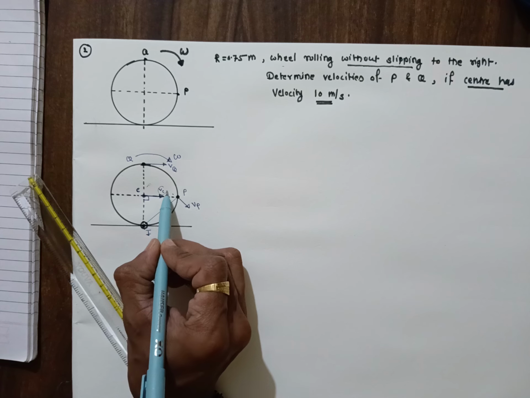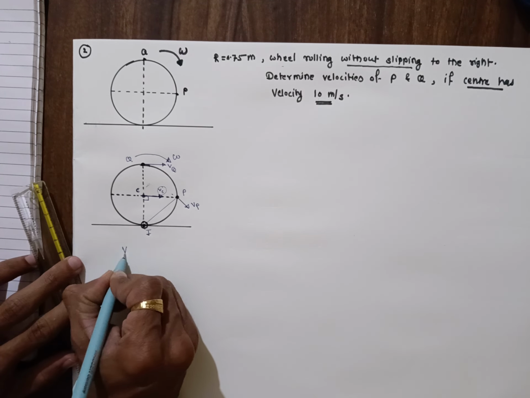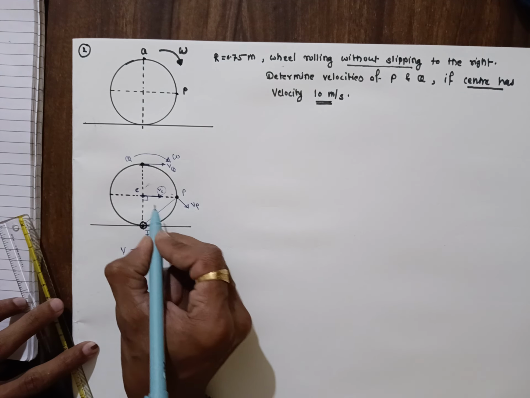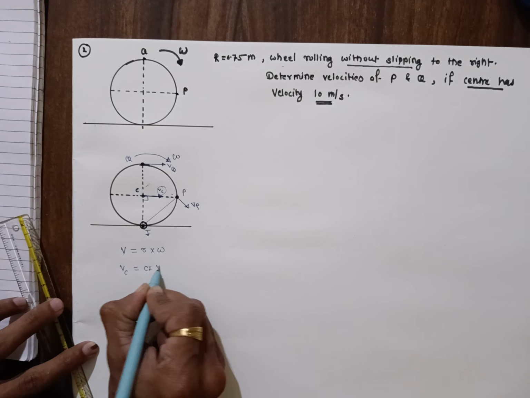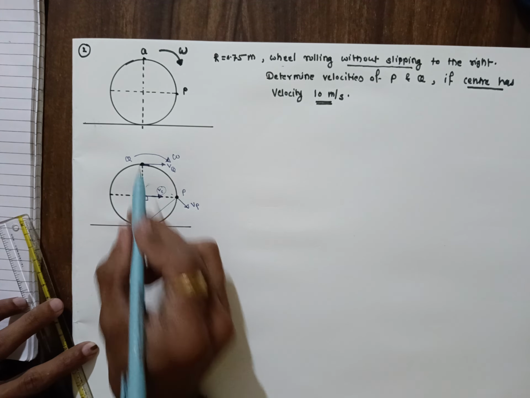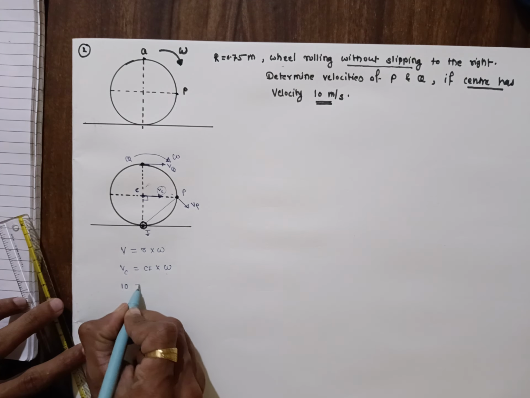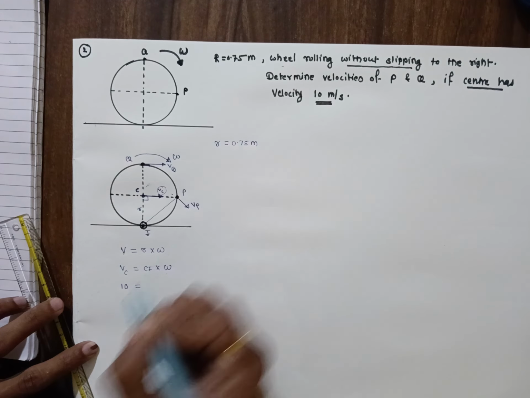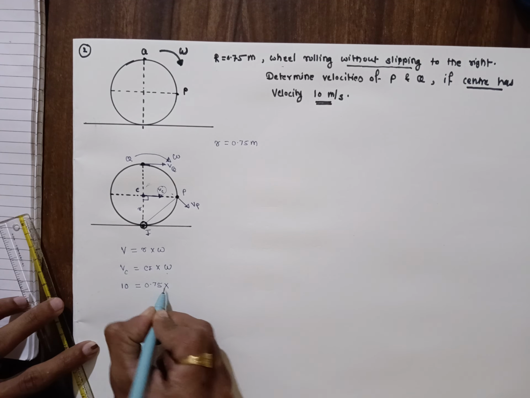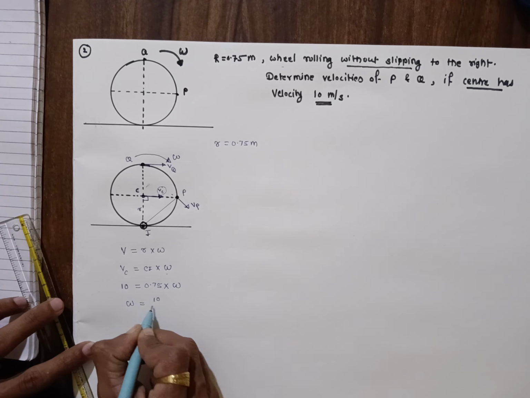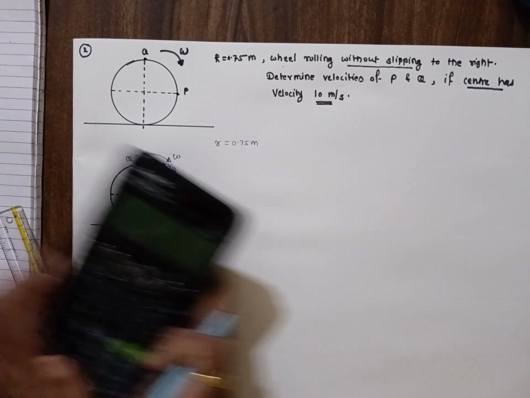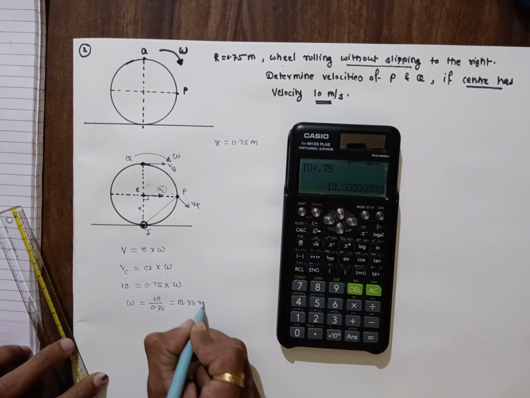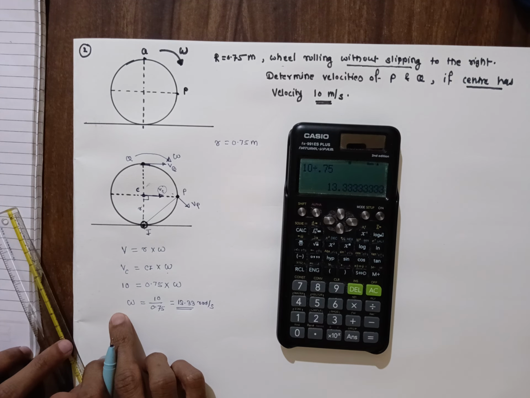Now what is given? VC is given. So first write the equation for VC. V is equal to R into omega. This is the basic formula. So VC is equal to, for the point C, the radius, which is the distance CI, into omega of the wheel. For all the points omega will remain the same. Now VC is 10 meter per second, and the distance CI is nothing but the radius, which is given as 0.75 meter. So 10 equals 0.75 into omega, and from this omega is equal to 10 upon 0.75, which is 13.33 radian per second. So this is the angular velocity of the complete wheel.